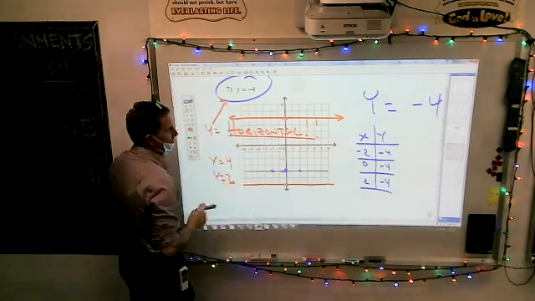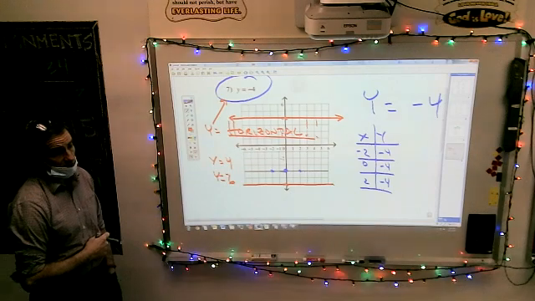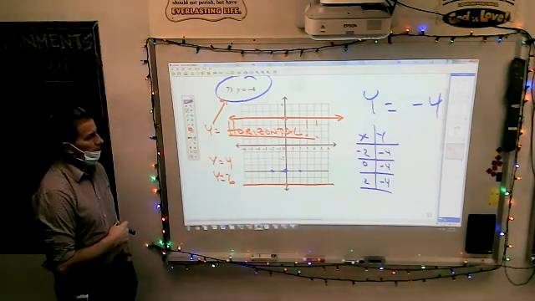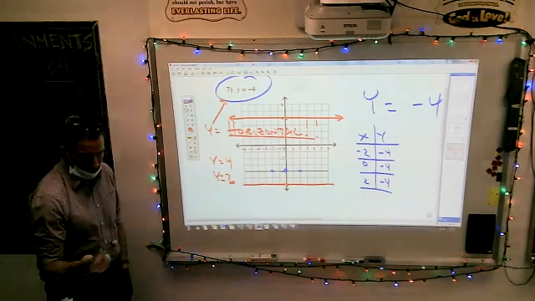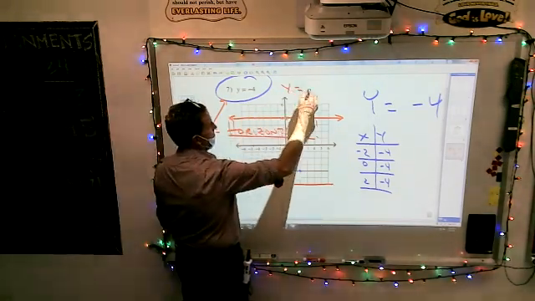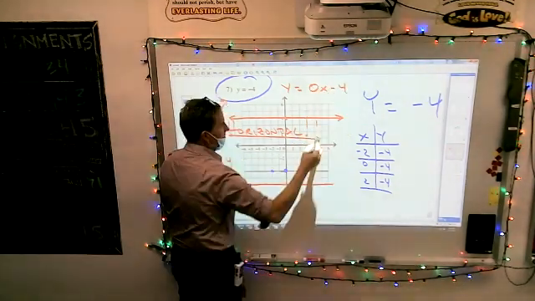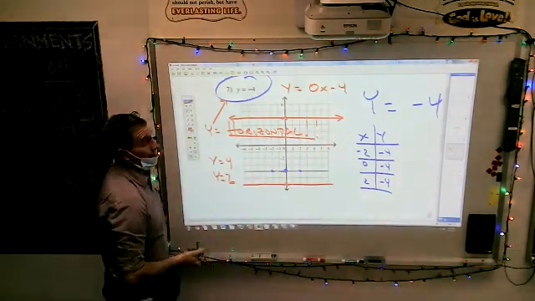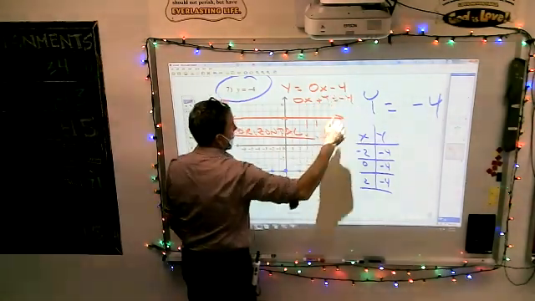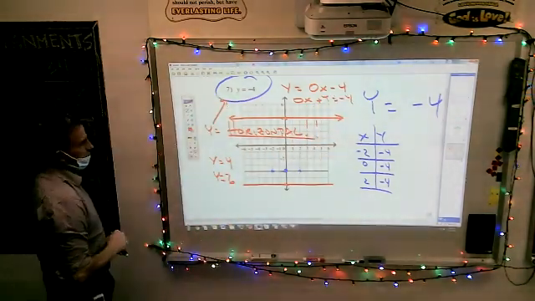All of those, by the way, are functions, because there's only one term. If it confuses you that there's not an x term, you could always rewrite this equation to be y equals 0x minus 4. It would be the same thing. Or if you wanted it in standard form, you'd have 0x plus y equals negative 4. All of those would be true.